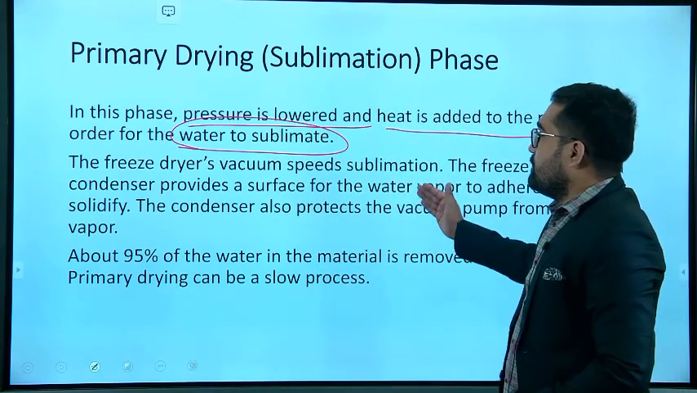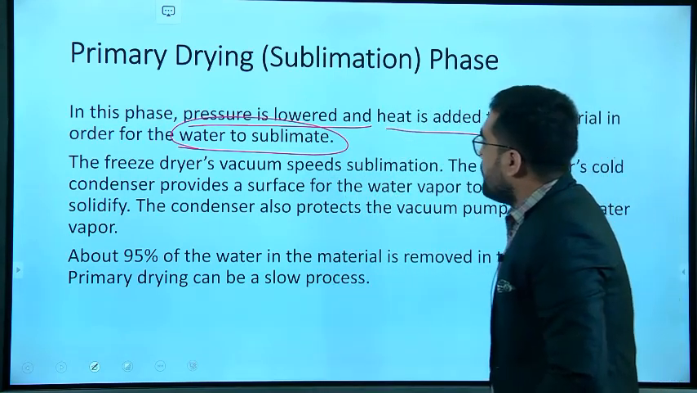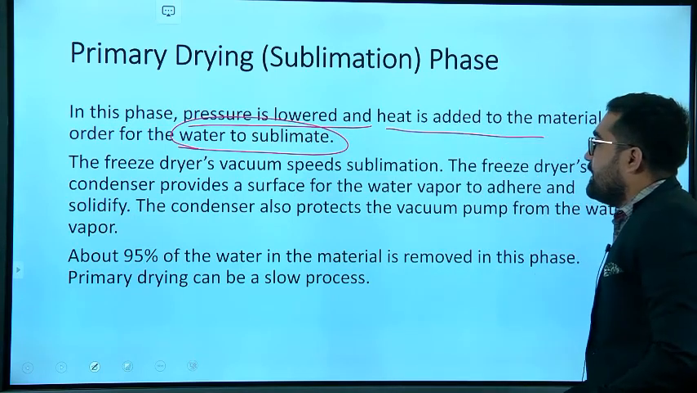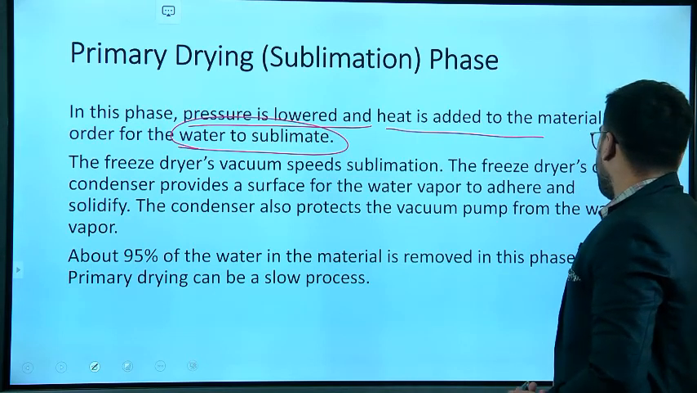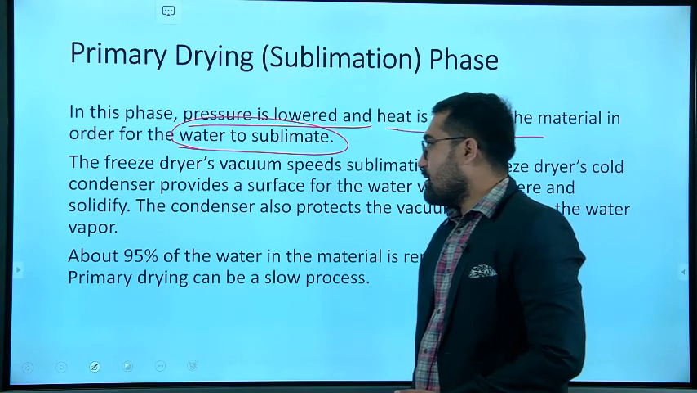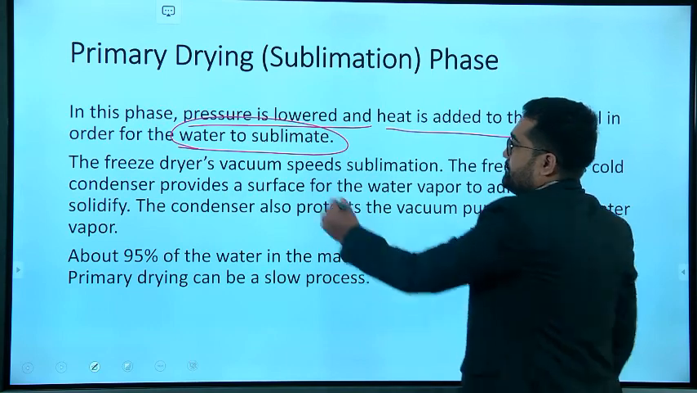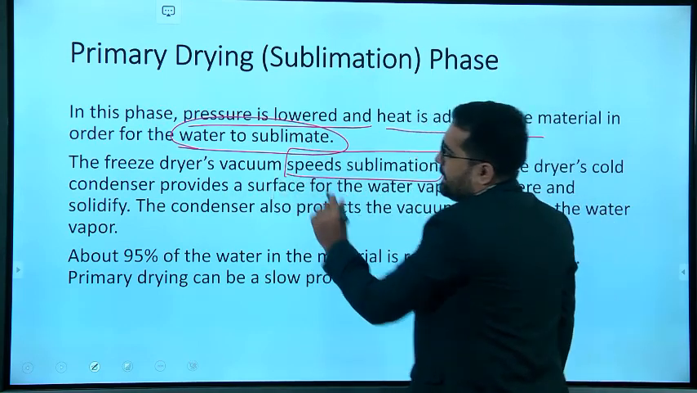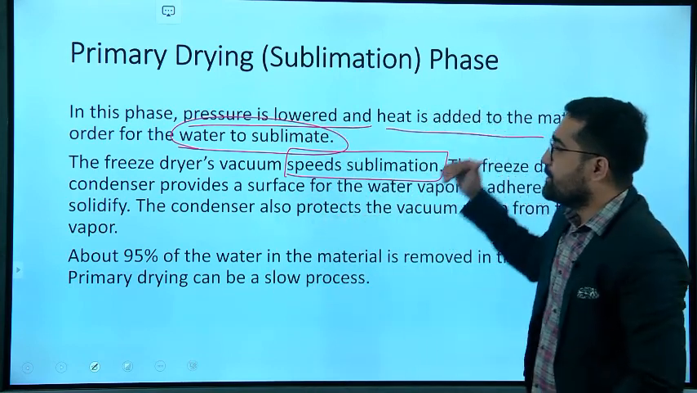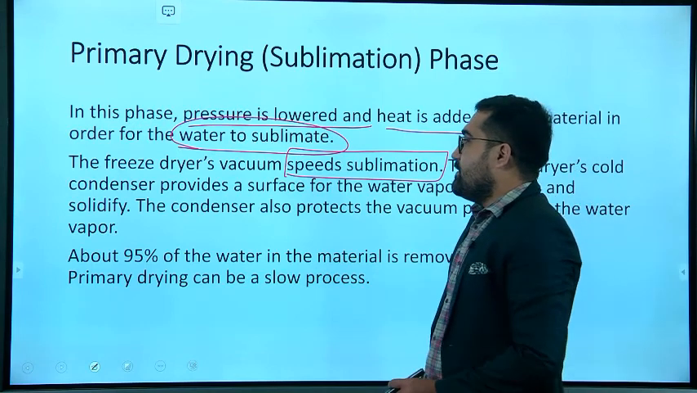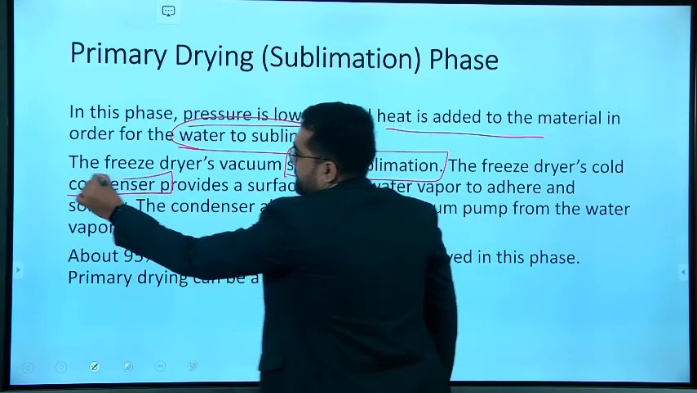The vacuum speeds up sublimation, and the freeze dryer's cold condenser provides a surface for water vapor to adhere and solidify. The condenser also protects the vacuum pumps from the water vapors. So here we try to speed up the sublimation. How? By lowering the pressure and increasing the temperature. Okay, and how does this sublimation occur? This occurs due to the condenser.